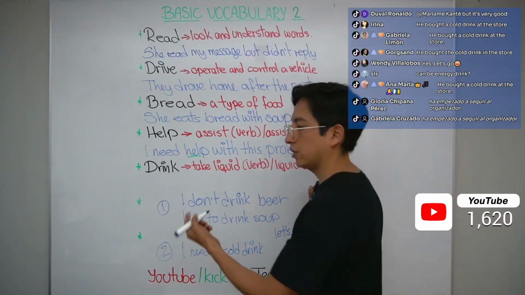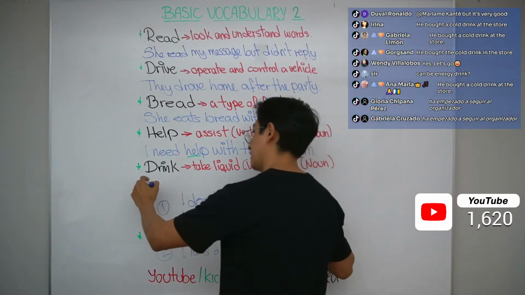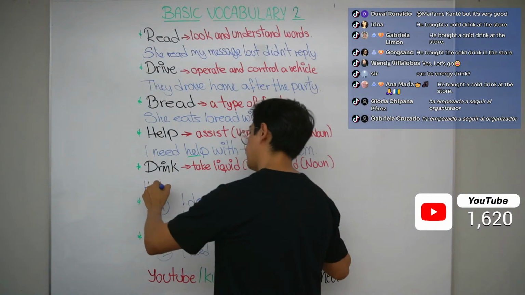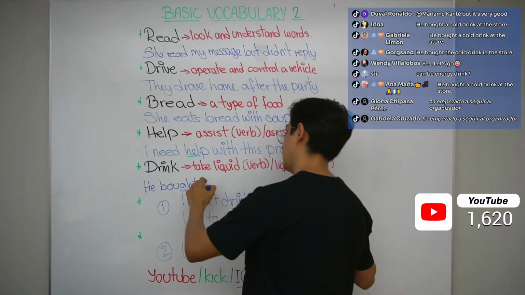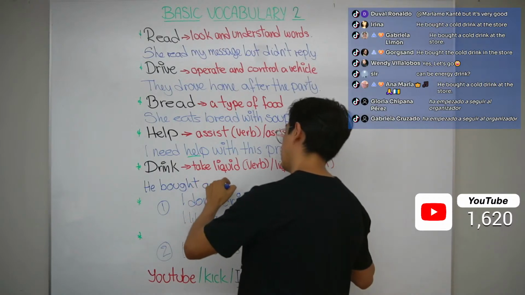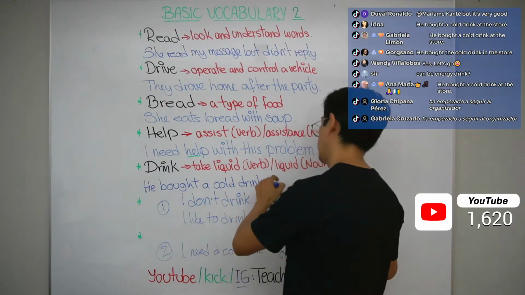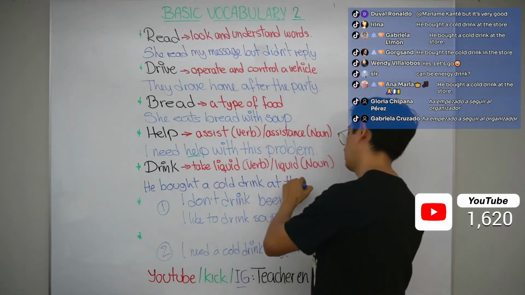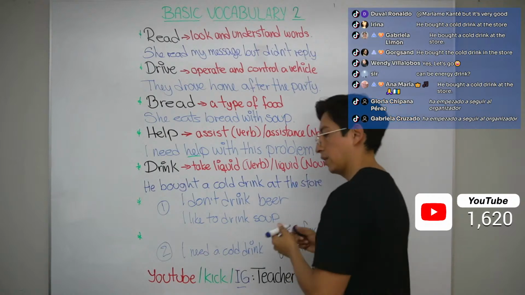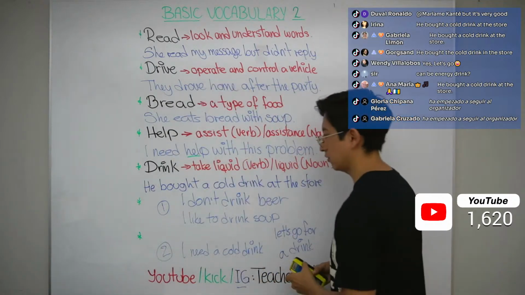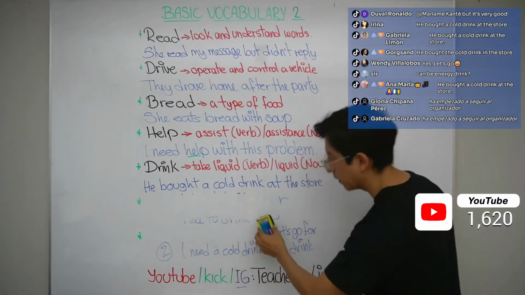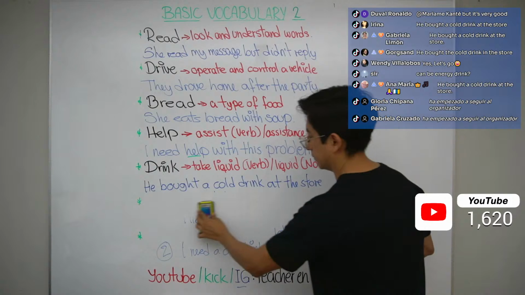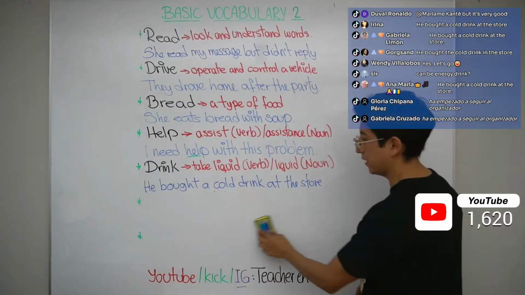Okay, let's continue with the sentence, okay? He bought a cold drink at the store. Okay, he bought a cold drink at the store. Very good, very good. Now let's continue with the next verb.